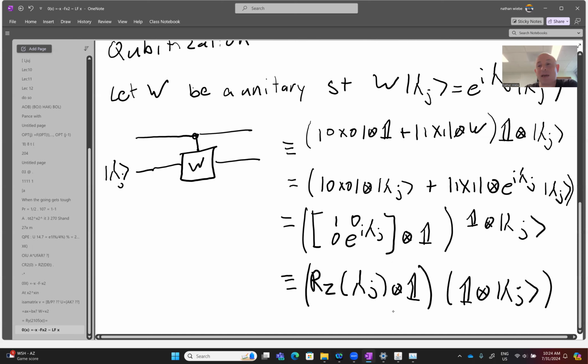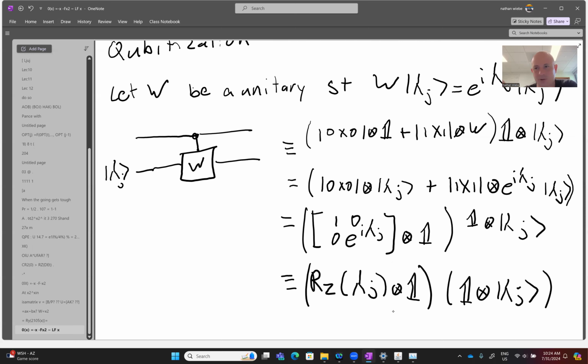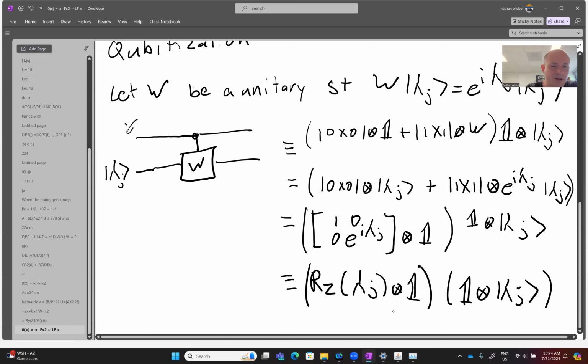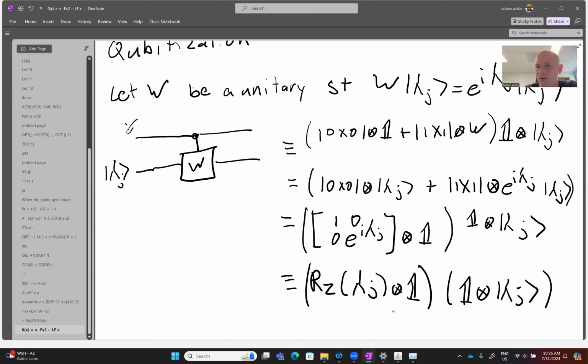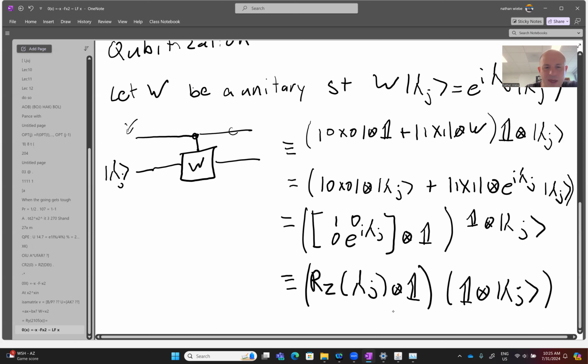So by controlling our W operation here, which is an arbitrary unitary, acting on an eigenvector, this allows us to implement a Z rotation. So now what we've done here is we've got a single qubit, and we've converted our action on this multi-qubit space into one that's just impacting this single qubit space up above. Now, once we have it in this form, we can manipulate it.